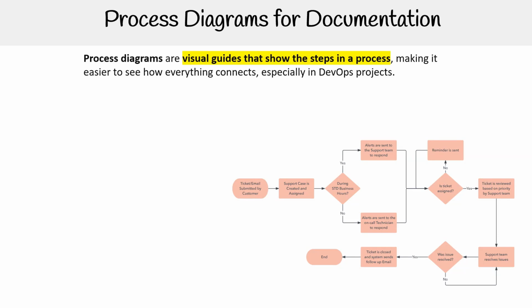The next thing we'll be covering are process diagrams for documentation. Process diagrams are visual guides that show the steps in a process, making it easier to see how everything connects, especially in DevOps projects. Here's a simplified guide on using them effectively.